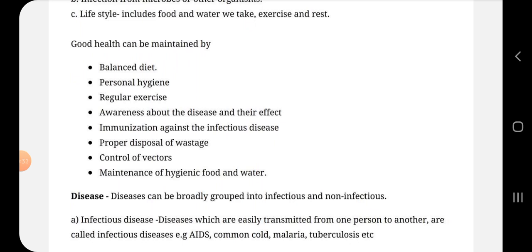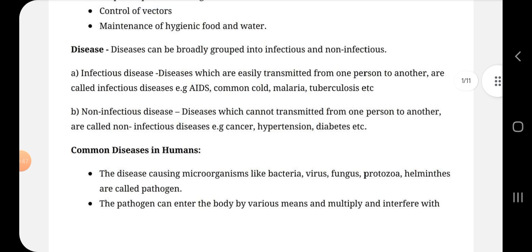Then what is disease? Disease can be broadly grouped into infectious and non-infectious. Infectious diseases are the diseases which are easily transmitted from one person to another, for example AIDS, common cold, malaria, etc. Non-infectious diseases are the diseases which cannot be transmitted from one person to another, for example cancer, hypertension, diabetes.